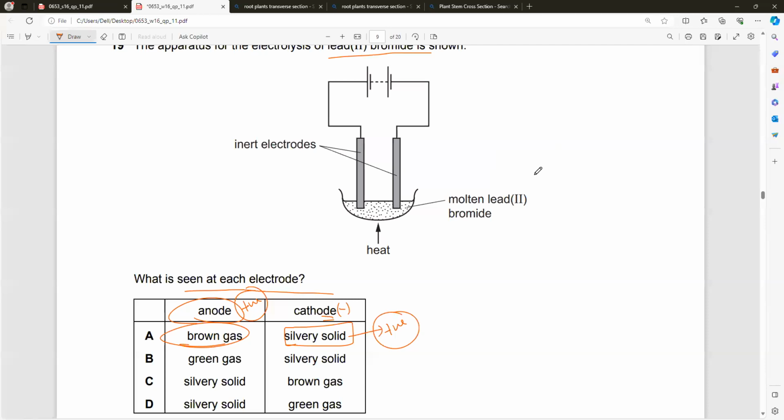So lead bromide, please learn it. Molten lead bromide. Everybody remember the gas: the brown color gas will come. The colors I have already given you. And silver color metal will come. Clear, everybody? All of you remember that.